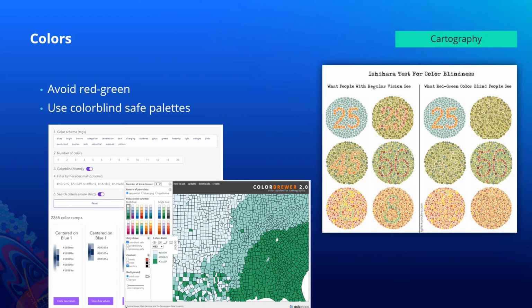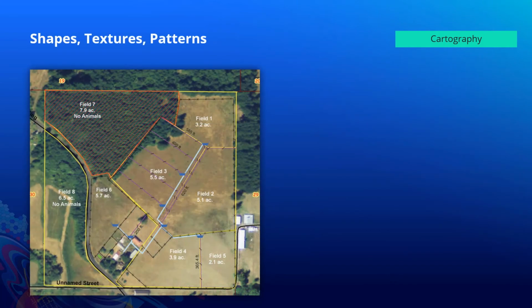A fine collection of color ramps created by Esri can be found on the developer documentation site, and Color Brewer 2.0 is also a really good reference. Both sites do offer options to filter for colorblind friendly or colorblind safe palettes. Additionally to colors, consider using different shapes, textures, and patterns. In short, anything that does not rely on colors alone.